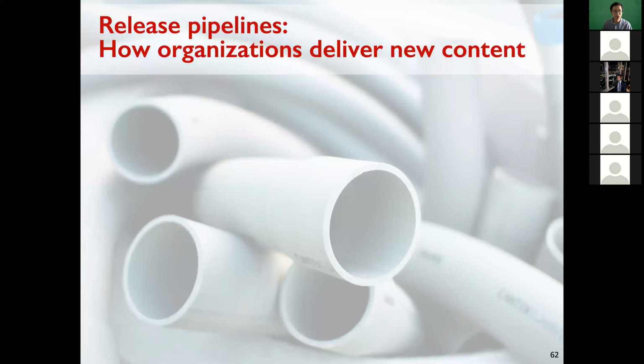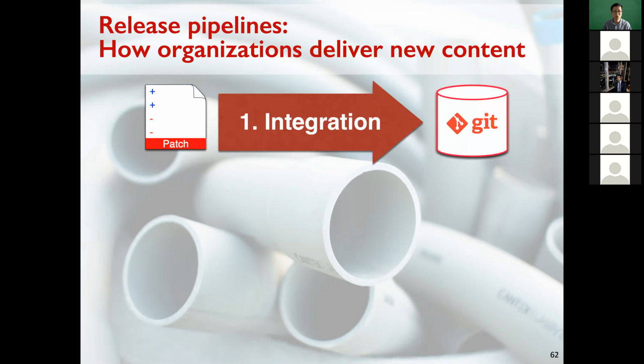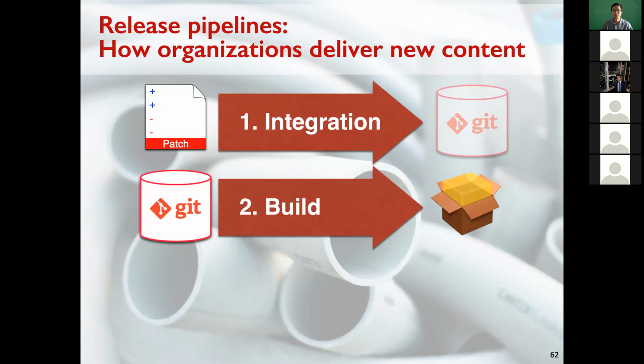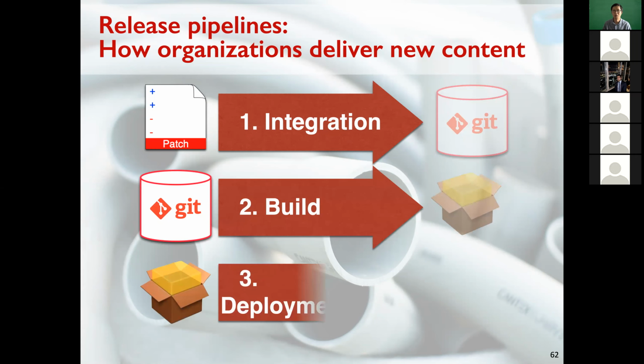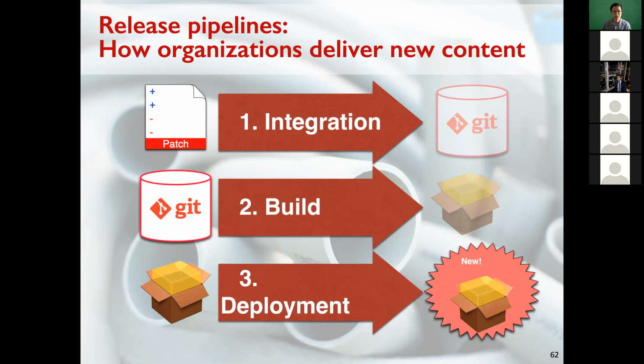So how do organizations deliver new content? For example, when we have a code change, when we have a patch, we do integration. We integrate this code change into our repository, such as a Git repository. Then we will do a build. We build this repository, building the code into a package or a program. Finally, we would release or deploy our package or program into the production environment. That is a release pipeline: integration, build, and deployment.